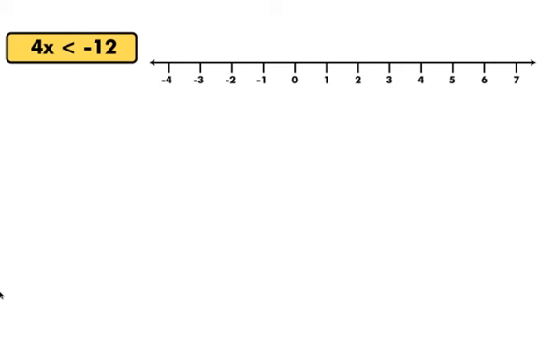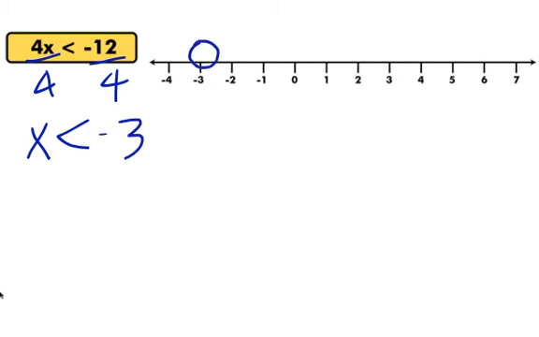If you want to, you can go ahead and pause the video and try this one on your own. Okay, and I will go ahead and work it. 4x is less than negative 12. We need to divide both sides by 4, and we're dividing by positive 4, so our inequality does not change. And we've got x is less than negative 3, where 3 is not included, so we use an open circle and shade in everything that is less than negative 3.